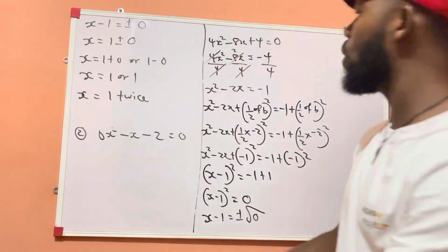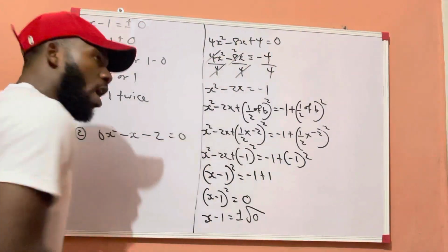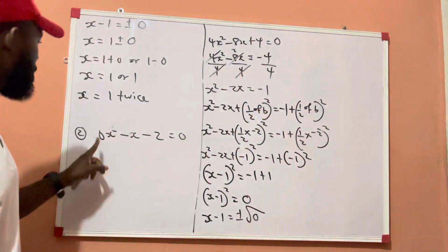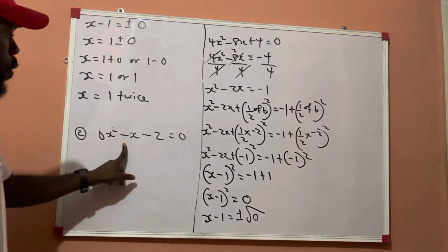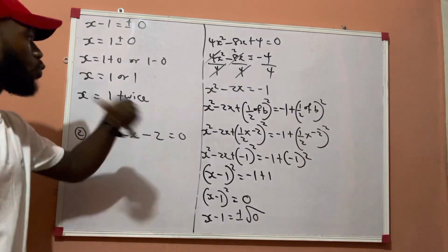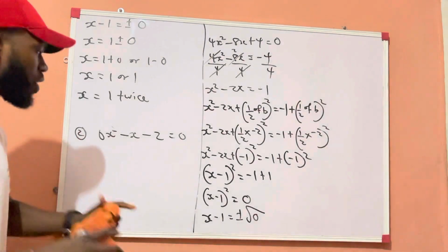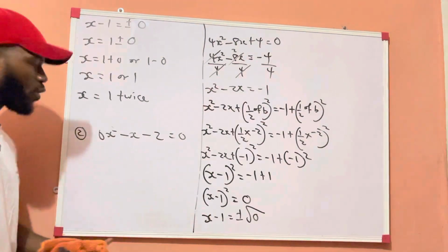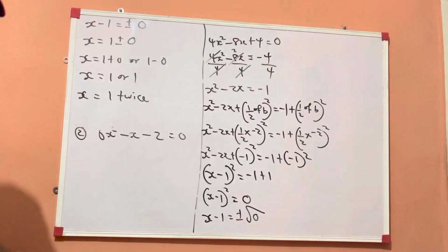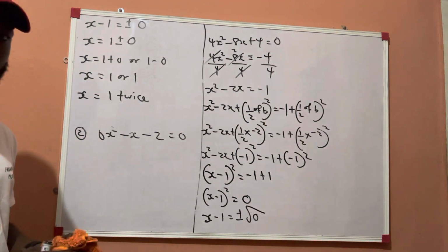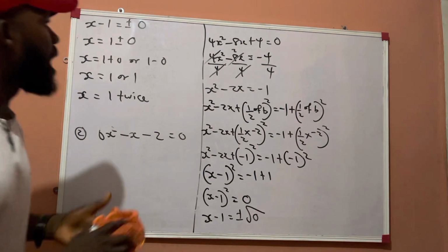Okay, now without wasting time, let us go straight to our second question, which says 6x squared minus x minus 2 equal to 0. Again, we shall be applying the completing the square method in solving this quadratic equation. And let us see what roots we are going to get. Now, we begin.